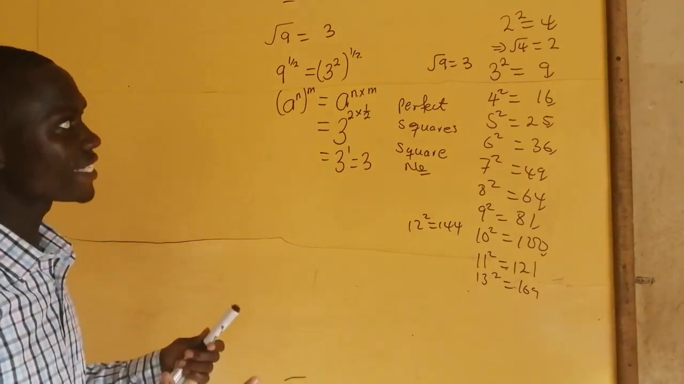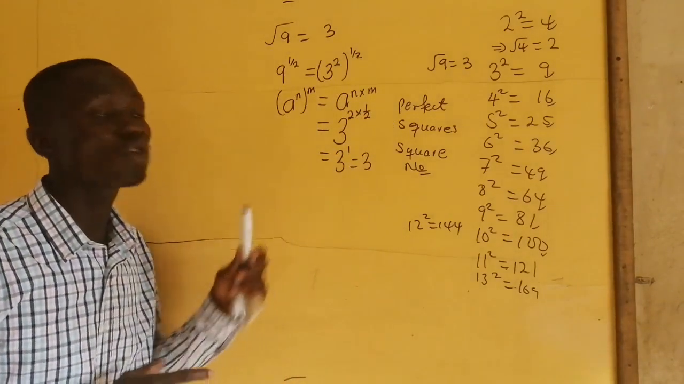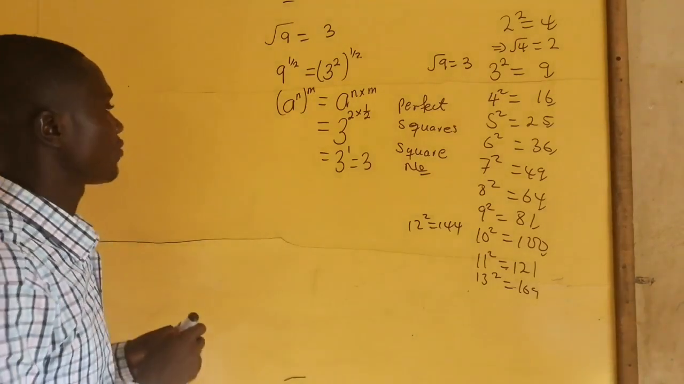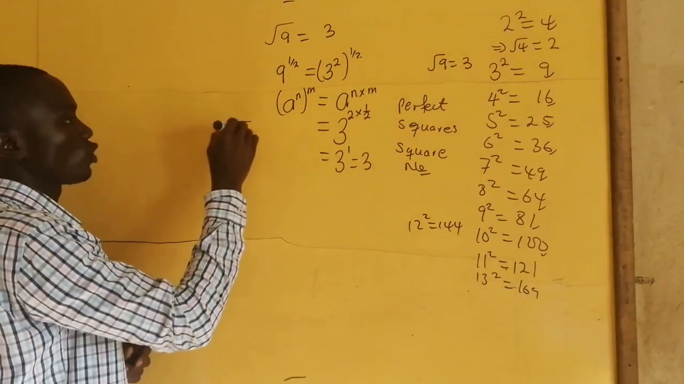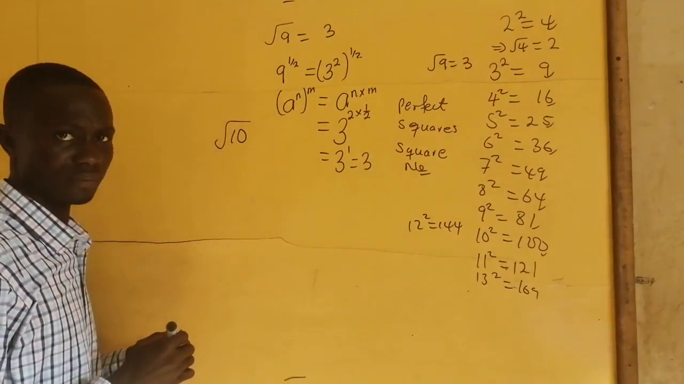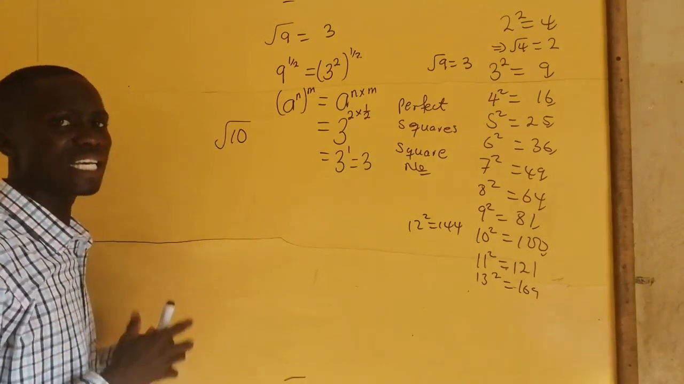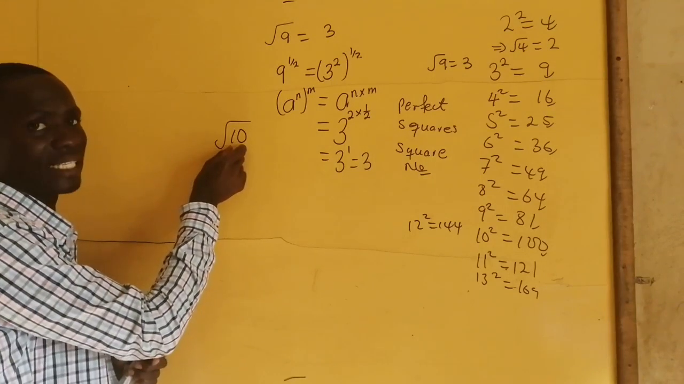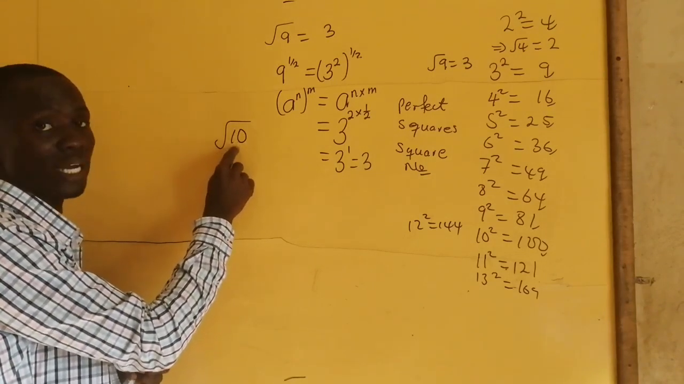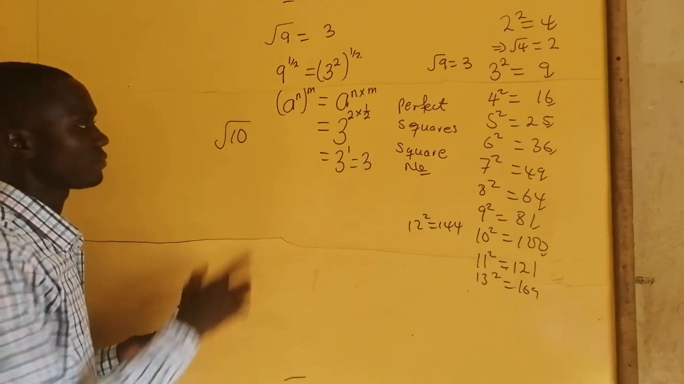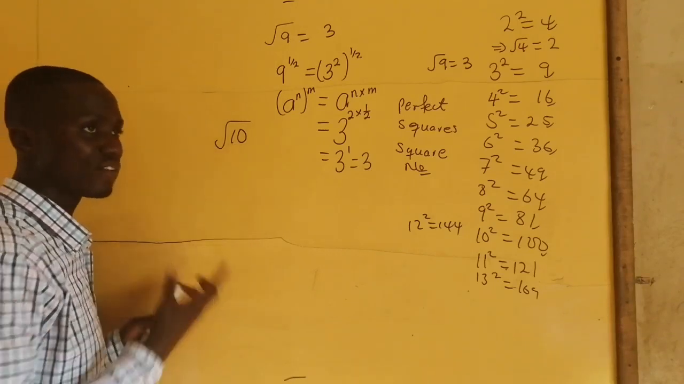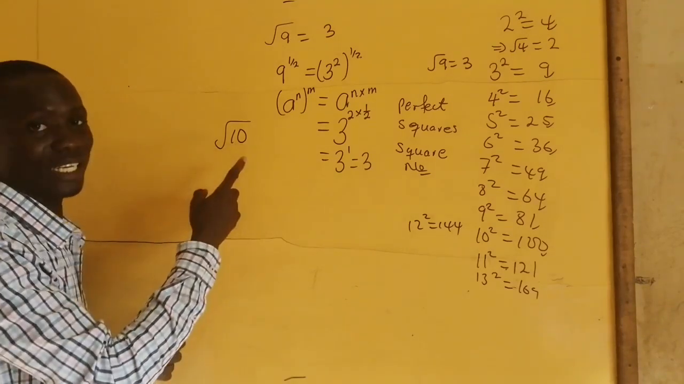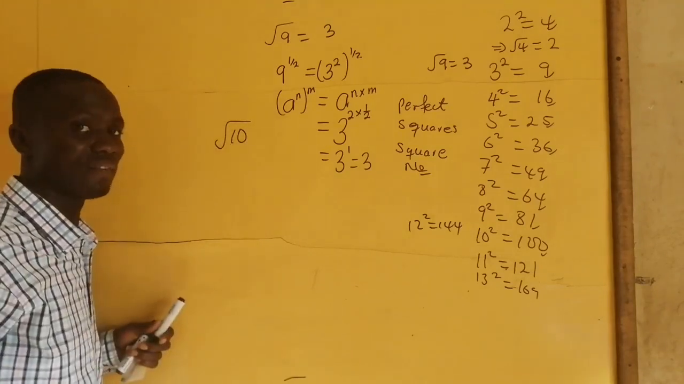So in SURDS, we take the square root of perfect squares. But if the number is not a perfect square, what do we do? Let's take for instance root 10. 10 is not a perfect square. But we still have to think if there is a number which is a perfect square that can divide it, but we won't get any number. 2 can divide 10, but 2 is not a perfect square. 5 can divide 10, but 5 is not a perfect square. 1 is a perfect square, but we don't need 1 here. So if we get root 10, we just leave it.